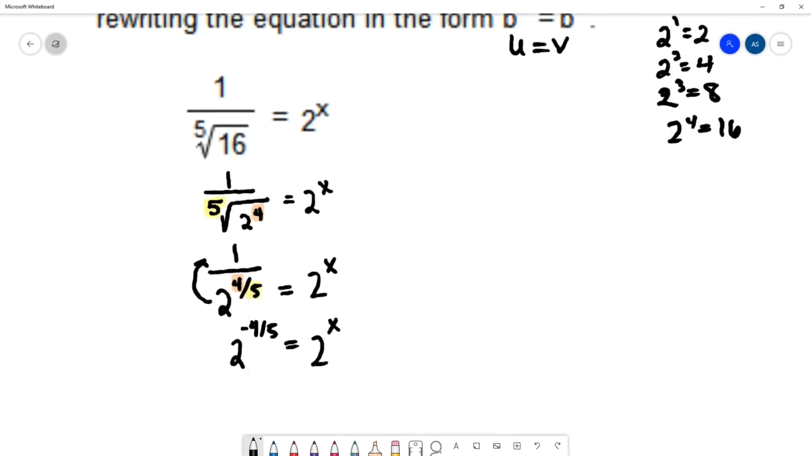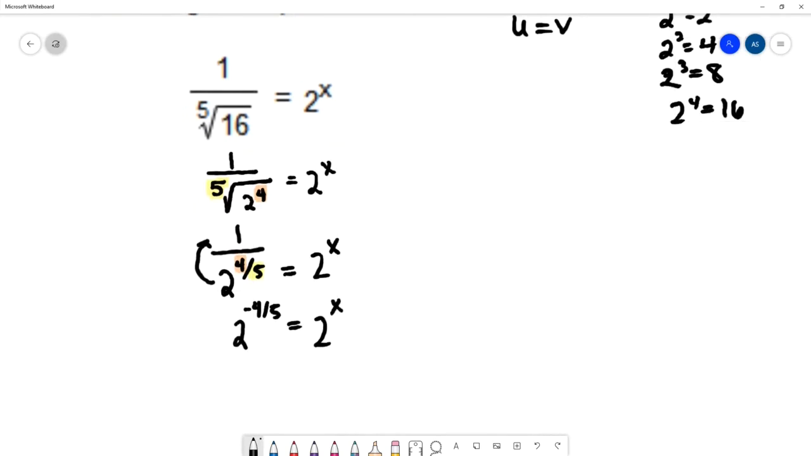So now we've written it in that form where the bases are the same. So we can simplify the equation and say that the exponents are equal to each other. That gives negative 4/5 equals x, and that's the solution to this equation, negative 4/5.